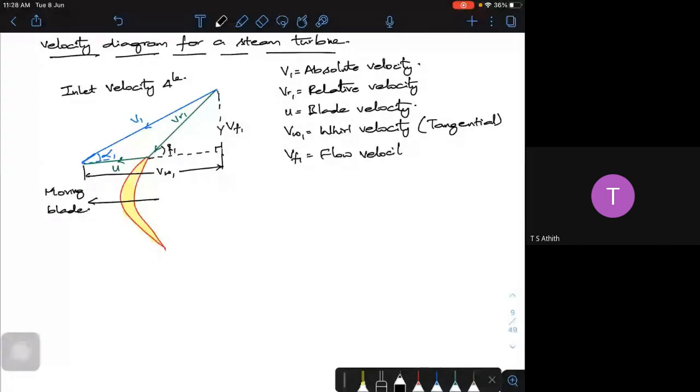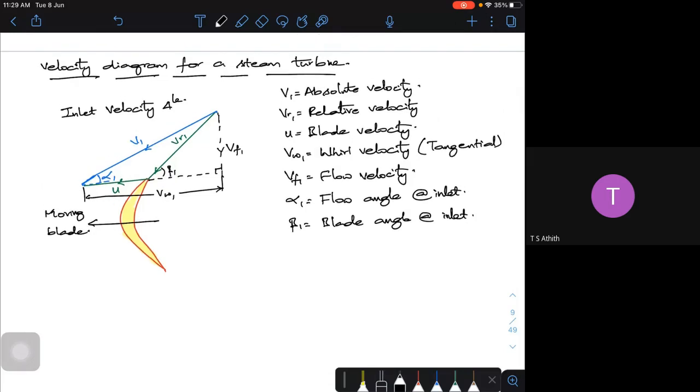This is the flow velocity. Alpha 1 is the flow angle at the inlet, that is, the angle with which the fluid enters. Beta 1 is the blade angle at inlet. So these many components are required for me to draw the inlet velocity triangle.